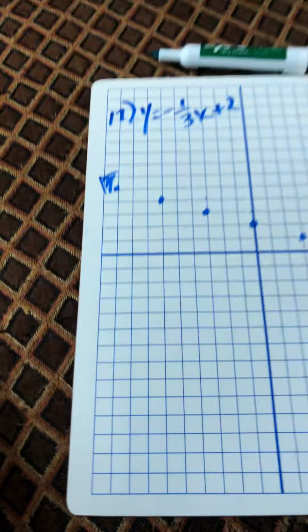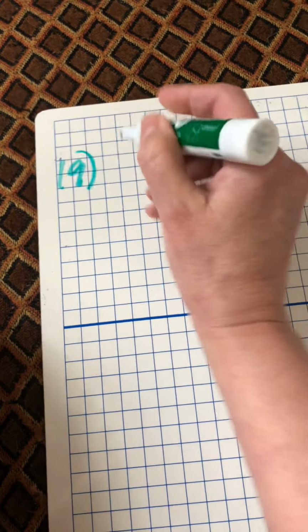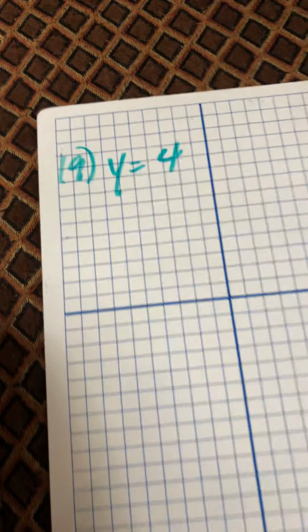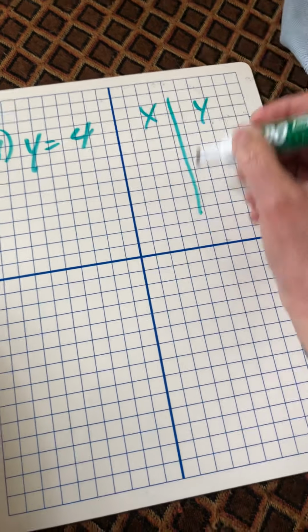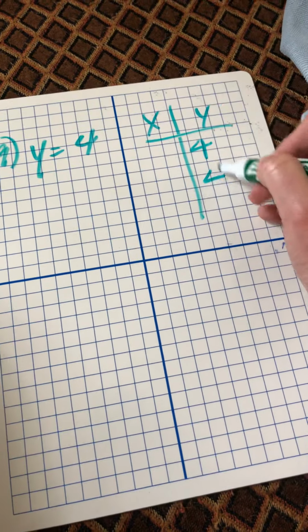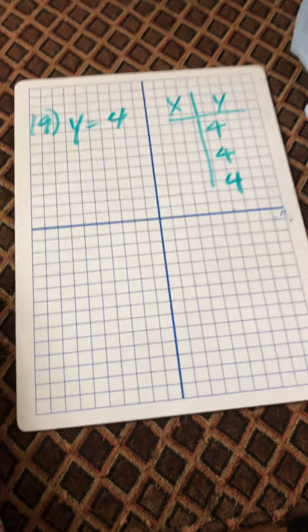No, we do 19 next. 19, all the y's are 4. All the y's are 4. We did a problem similar to this earlier. Do not let these trick you or fool you. All the y's are 4, no matter what the x's are.